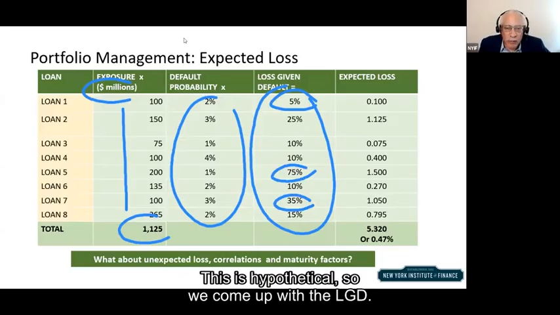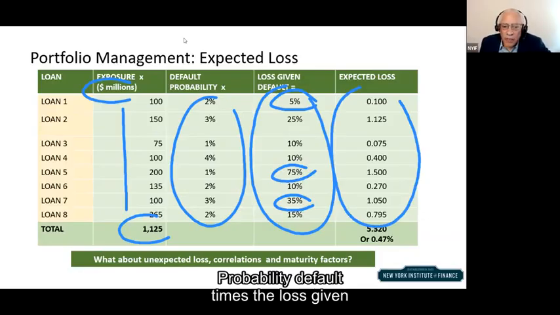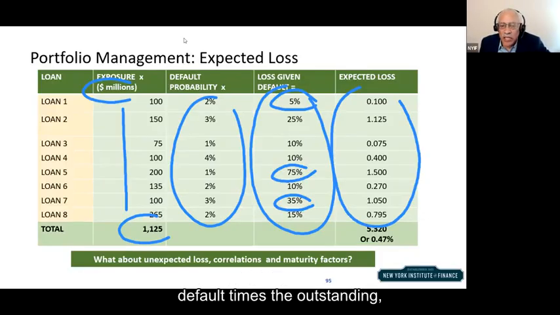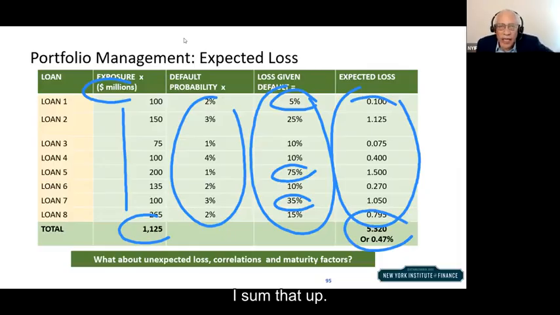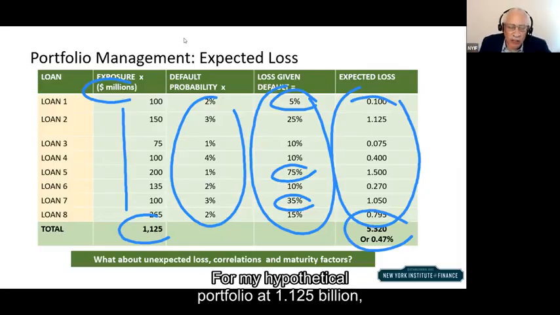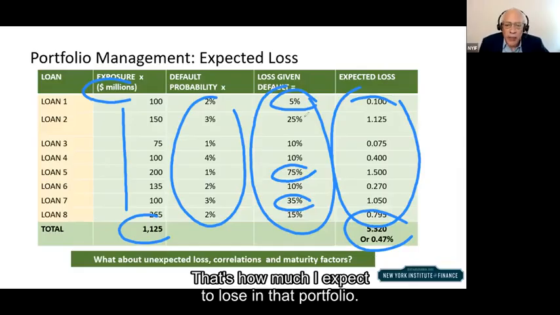This is hypothetical. So we come up with the LGD, and then for each loan, I'm going to calculate the expected loss. Very simple. Probability of default times the loss given default times the outstanding. I have my expected loss for each loan. I sum that up. And so for my hypothetical portfolio of 1.125 billion, I now have an expected loss of 5.3 million. That's how much I expect to lose in that portfolio.